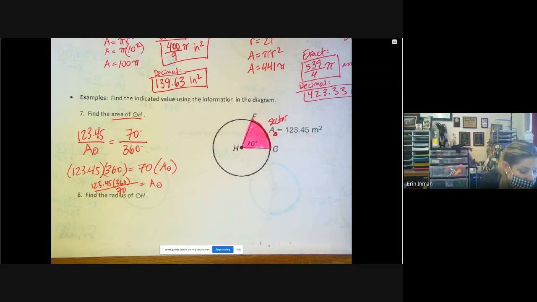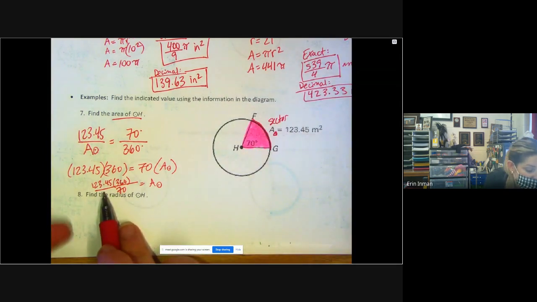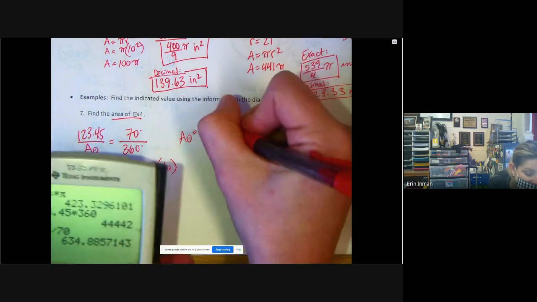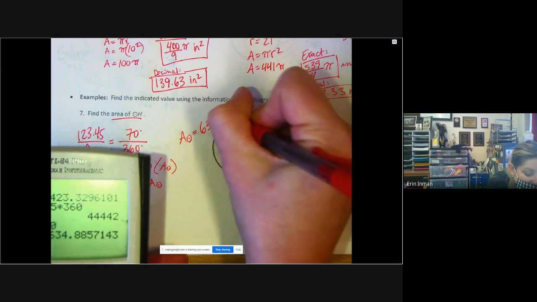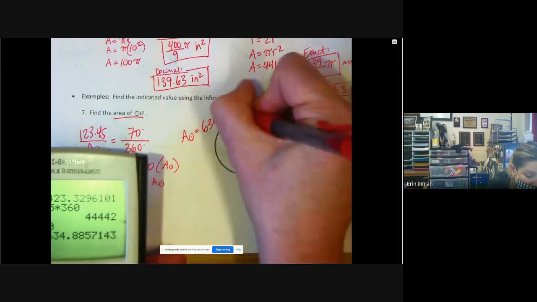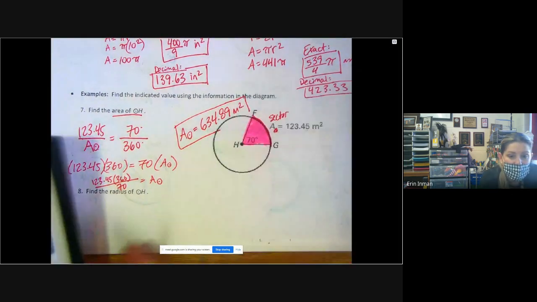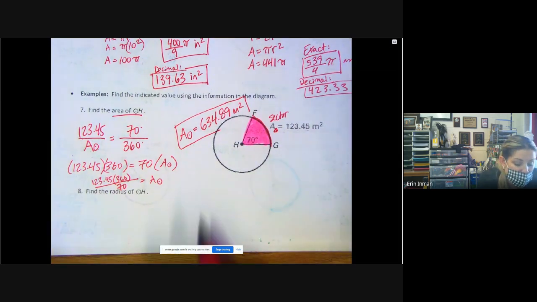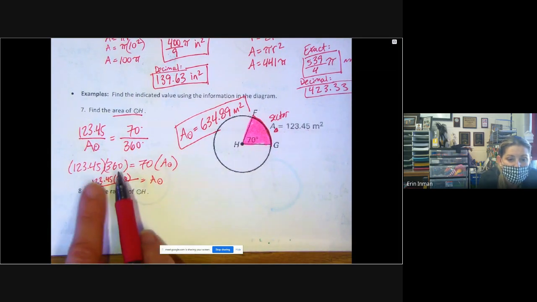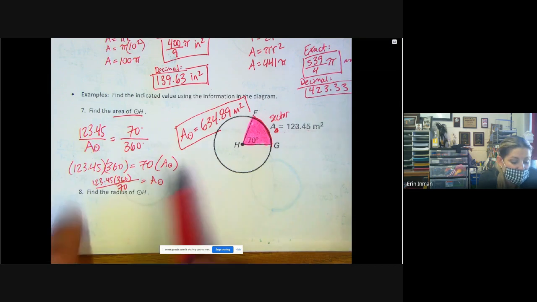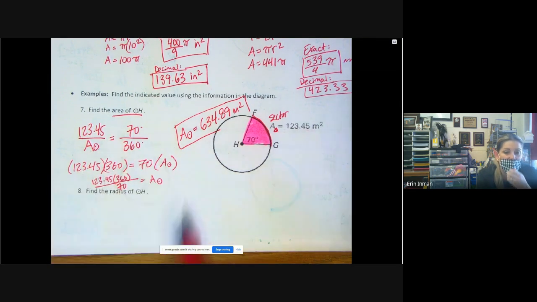So I'm going to put 123.45 times 360 in my calculator, and then I'm going to divide that by 70. And since they went 2 decimal places, I'm going to go 2 decimal places. I end up with my area of my circle is 634.8, I better round this up to 9. And it was meters squared. At the bottom, 70. 123.45 times 360, that was when I set this up. I cross multiplied and then I ended up dividing.